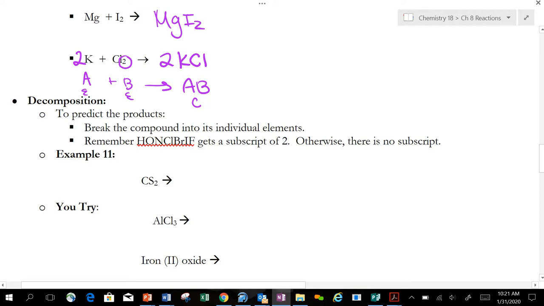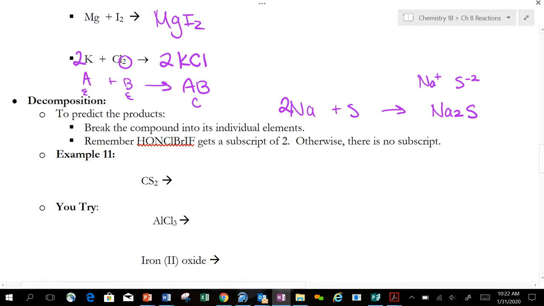Okay, so for example, if we have, let's just say Na plus S, well, if we want to put these two together, they're going to transfer electrons. So we would have Na is +1, sulfur is -2, so we would create Na2S, and then we would just balance this. Decomposition is going to be the opposite.